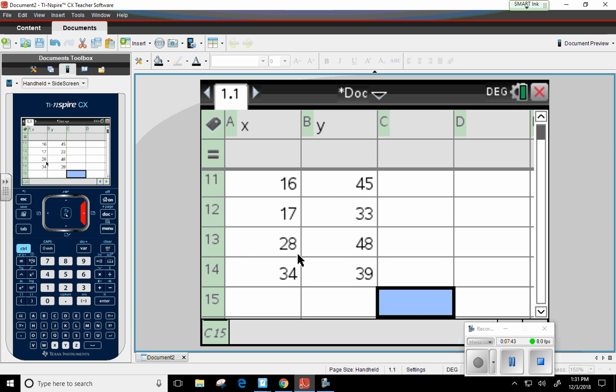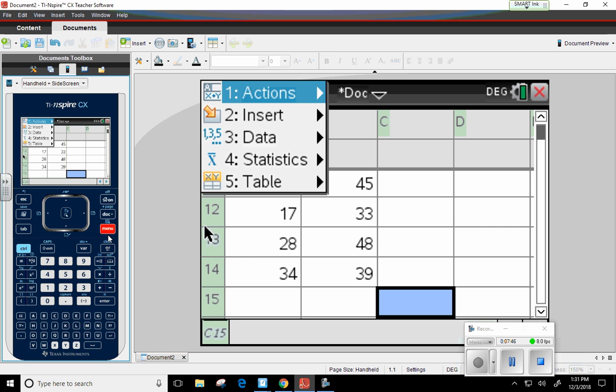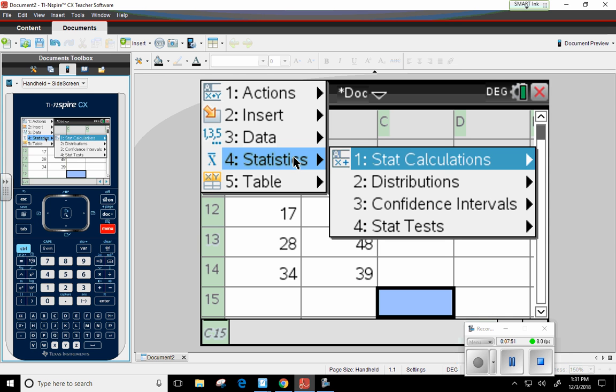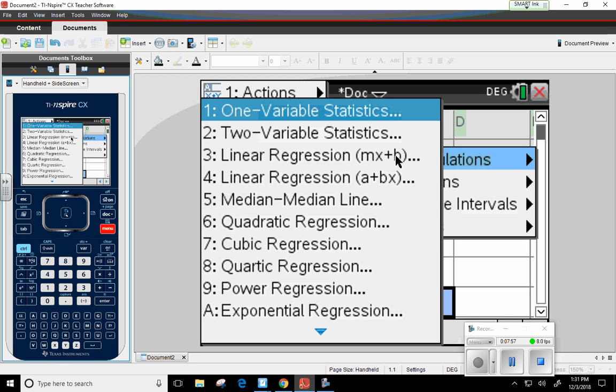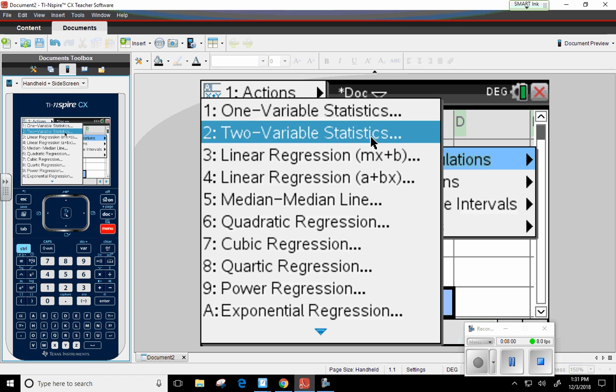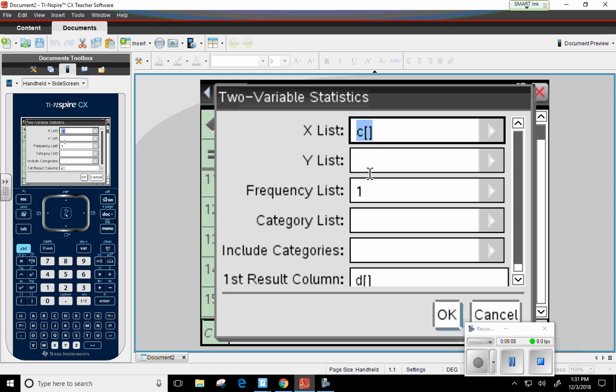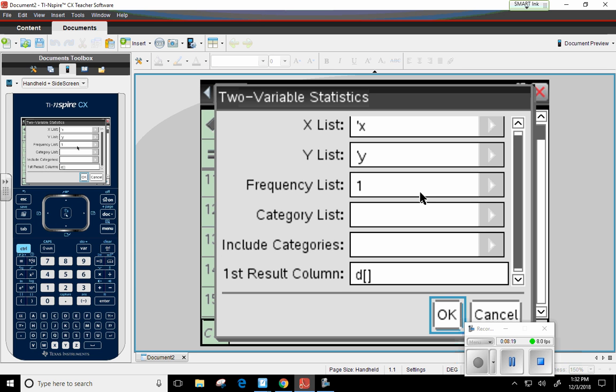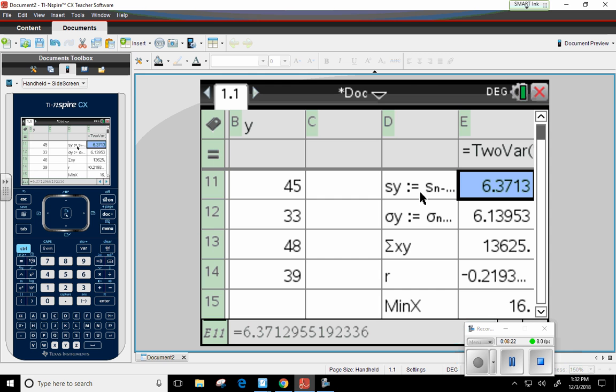Now what? Okay, menu. So I'm going to choose just a cell here, go to menu, statistics. Stat calculations. Okay. Two variable statistics. Now, if we were doing a frequency table, then we'd use 1 variable. We'll actually show the linear regression in just a moment. Okay, so here, the X list is what I titled X. The Y list is what I titled Y. There is no frequency list. Looks like everything's going to show up in column D. Highlight OK. And here we go.